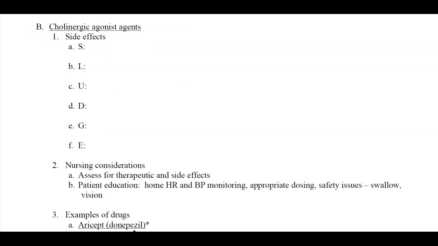The drugs that stimulate the parasympathetic nervous system are your cholinergic agonist agents. Cholinergic agent responses are basically responses caused by the action of acetylcholine. The side effects of cholinergic agents include SLUDGE, or salivation, lacrimation, urinary incontinence, diarrhea, GI cramping, and emesis.